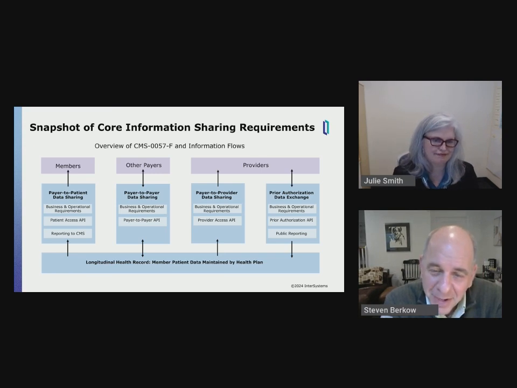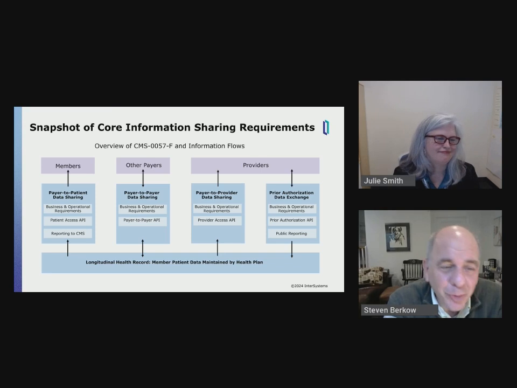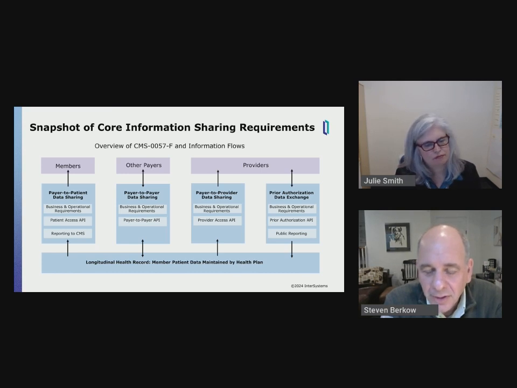Kind of moving my way down, also take note that we have some light blue boxes there: business and operational requirements, reporting to CMS. Just keep in mind, it's what we've already alluded to. There's a lot embedded in this rule that talks about how processes need to happen or change. There are some reporting requirements. It's not just about supporting the API.